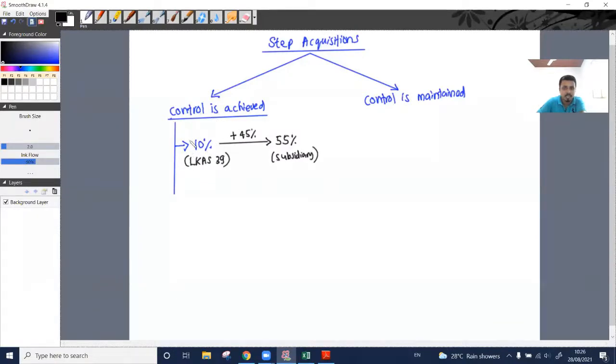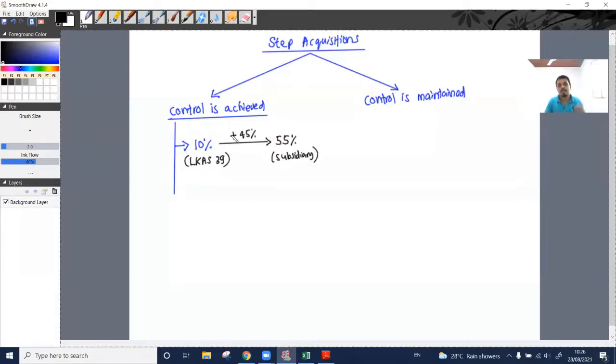Hope you got it. Earlier it was merely an investment. A significant influence investment. We have acquired something less than 20%. It can be 5%, it can be 2%, it can be 15%, 12%, 10%, 11%, whatever. Less than 20%. Merely an investment. So we account such investment as per LKAS 39, financial instrument.